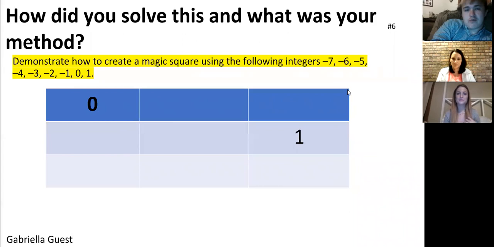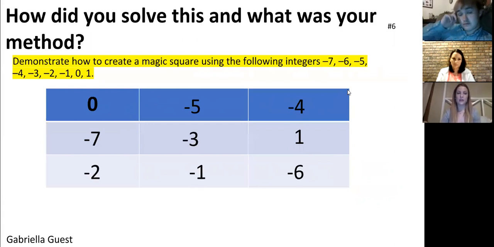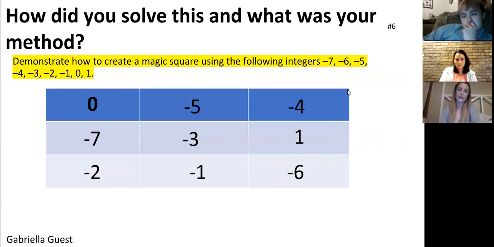How did you solve this, and what was your method? Okay, so just like Sarah said, she had a different kind of method, and she added up all of the numbers, and then she divided by the number of rows. But what I did, which was kind of harder, was trial and error until I got all equal numbers all the way down. So you'd have 0, -7, and -2, and that would give you -9. And then you'd get -5, -3, and -1, and that would also give you -9. And then you'd have -4, +1, and -6. So I used trial and error, and that was my method.